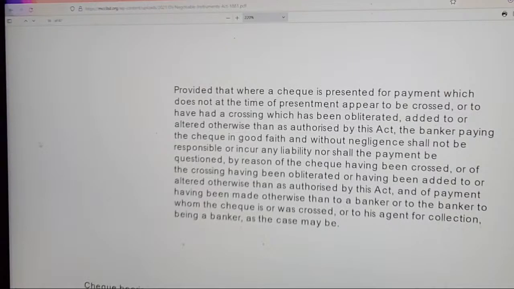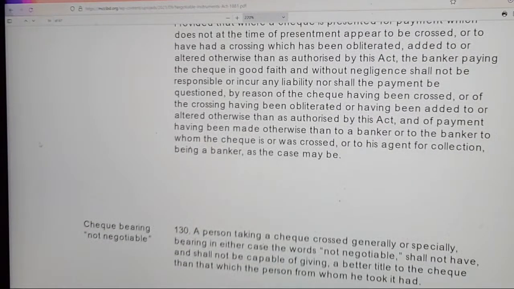provided that where a check is presented for payment which does not at the time of presentment appear to be crossed, or to have had a crossing which has been obliterated, added to, or altered otherwise than as authorized by this act, the banker paying the check in good faith and without negligence shall not be responsible or incur any liability, nor shall the payment be questioned by reason of the check having been crossed, or of the crossing having been obliterated, or having been added to or altered otherwise than as authorized by this act, and of payment having been made otherwise than to a banker, or to the banker to whom the check is or was crossed, or to his agent for collection, being a banker, as the case may be.